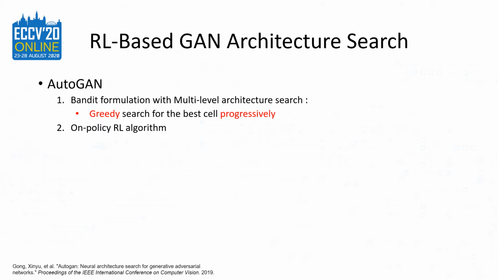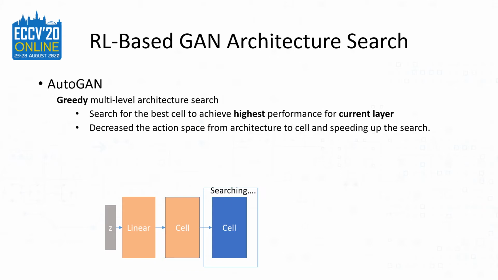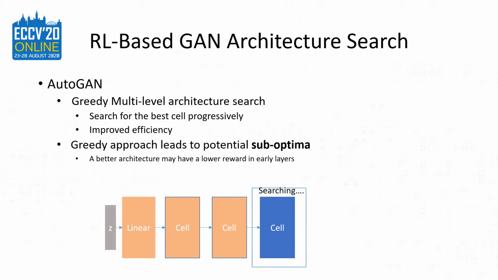Similar ideas have been adopted for GANs. In the recent work on GAN architecture search, AutoGAN adopted a hierarchical search algorithm. The search is done on the cell level, layer by layer, in a greedy fashion. For each cell, an architecture is chosen to optimize the current layer's performance without considering future layers. Once decided, the architecture of the cell is fixed, and the search continues on the next layer. These greedy methods decrease the effective action space and speed up the search. However, the improved efficiency comes at a cost.